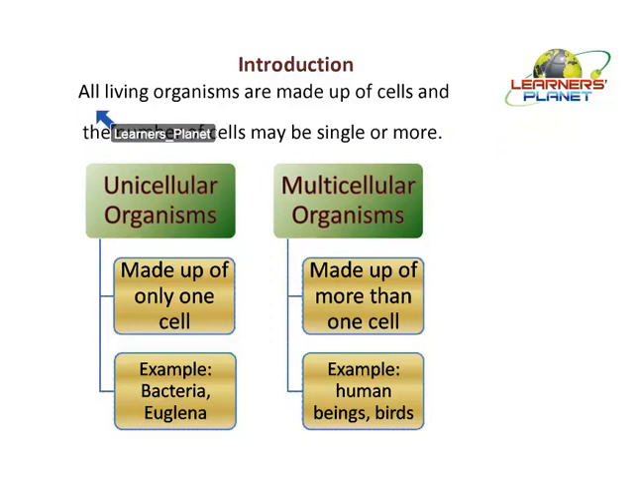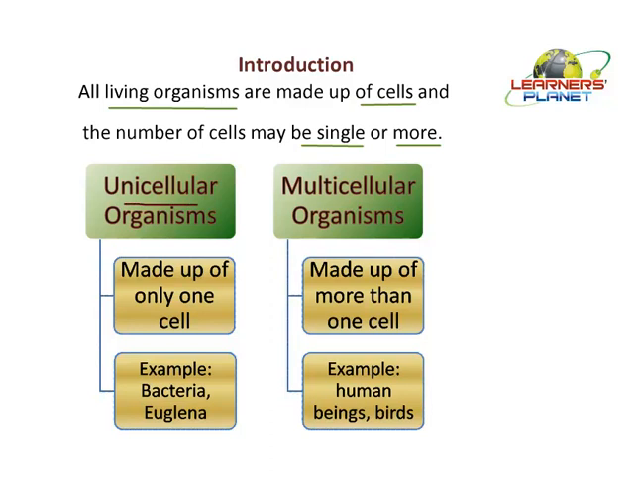We are saying continuously that all the living organisms are made up of what? They are made up of cells, right? Now the number of cells in these living organisms may vary. They may be single, or it may be more than one. So on the basis of number of cells, these organisms can be unicellular organisms or they can be multicellular organisms.